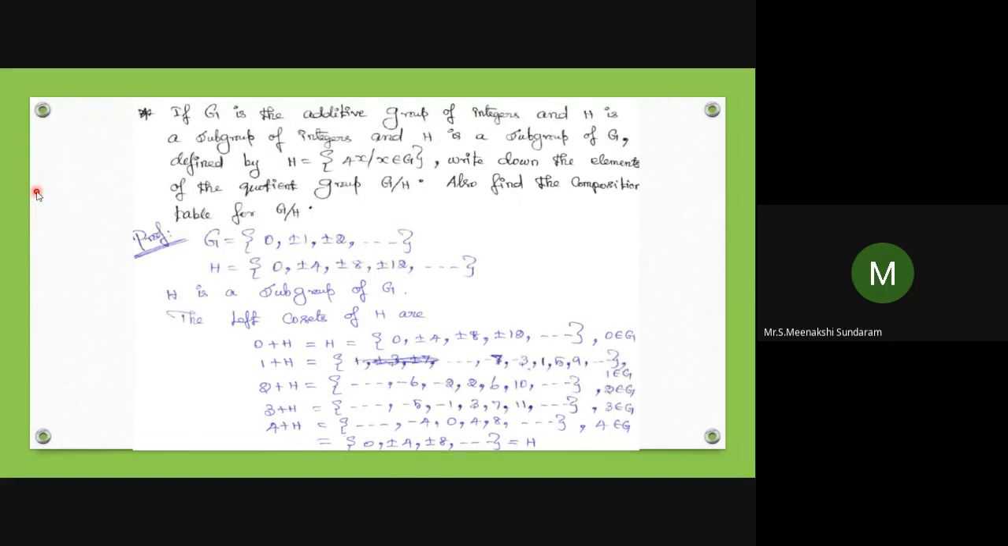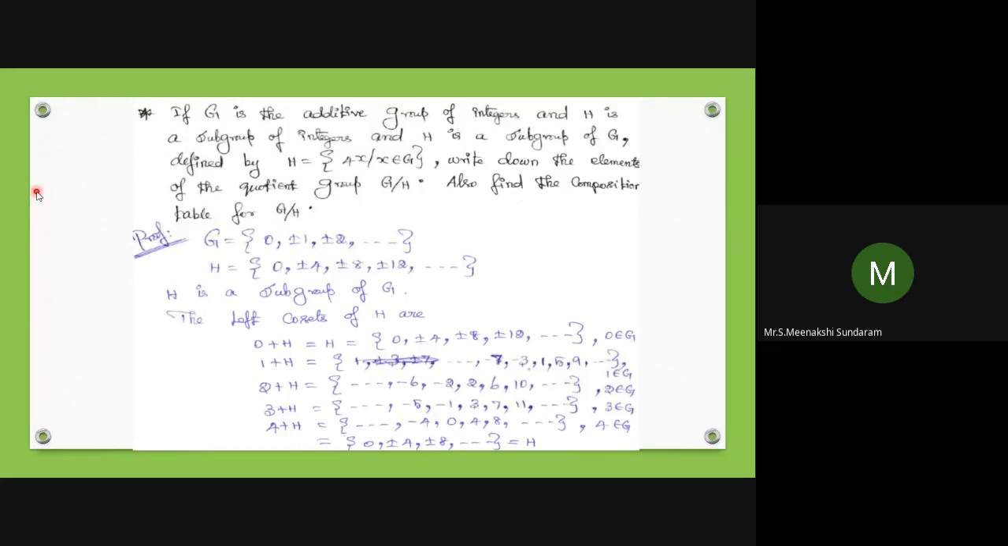Right, next one more important proof. If G is the additive group of integers under addition, and H is a subgroup of G defined by H is equal to the set of all 4x such that x belongs to G, multiples of 4. Write down the elements of the quotient group G over H. Also find the composition table for G over H. Composition table கண்டுபிடிக்கணும் and the elements of the quotient group G over H. First of all, G is the set of all integers: 0, plus or minus 1, plus or minus 2, up to etc.